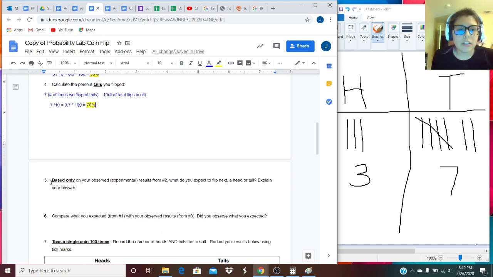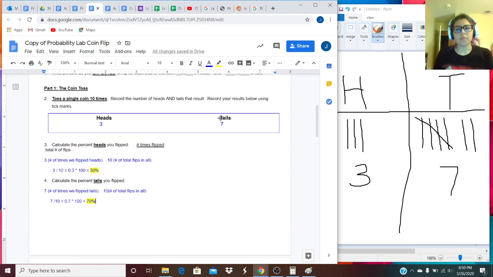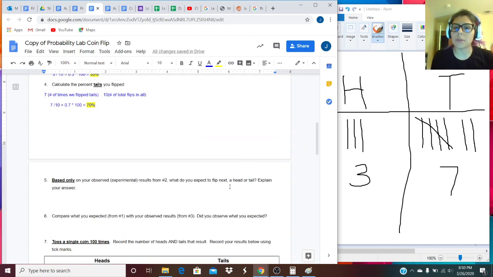So based only on your observed, so our observed, which would be our experimental, what do you expect to flip next? A heads or a tails, and explain your answer. So I'm looking here at my data for number 2. If I were to tell Google to flip a coin again, do we expect that it's going to be heads that's flipped, or tails? Based off of my results, I would say tails because it has the highest percentage. So that would be my explanation.